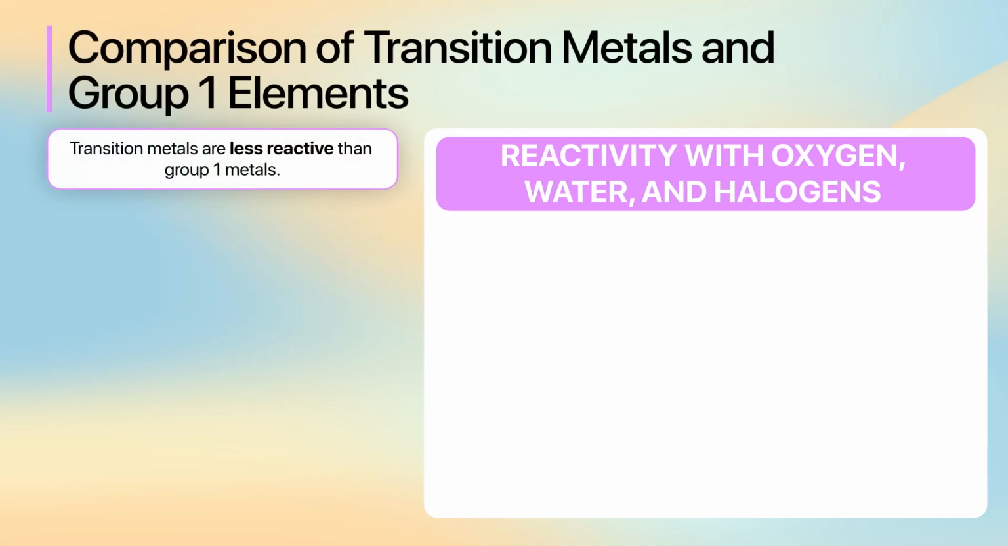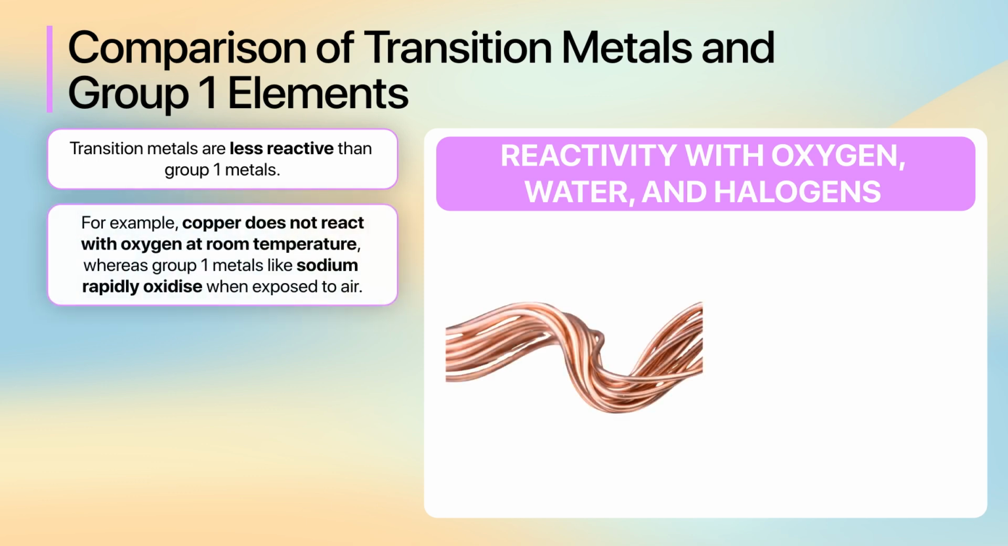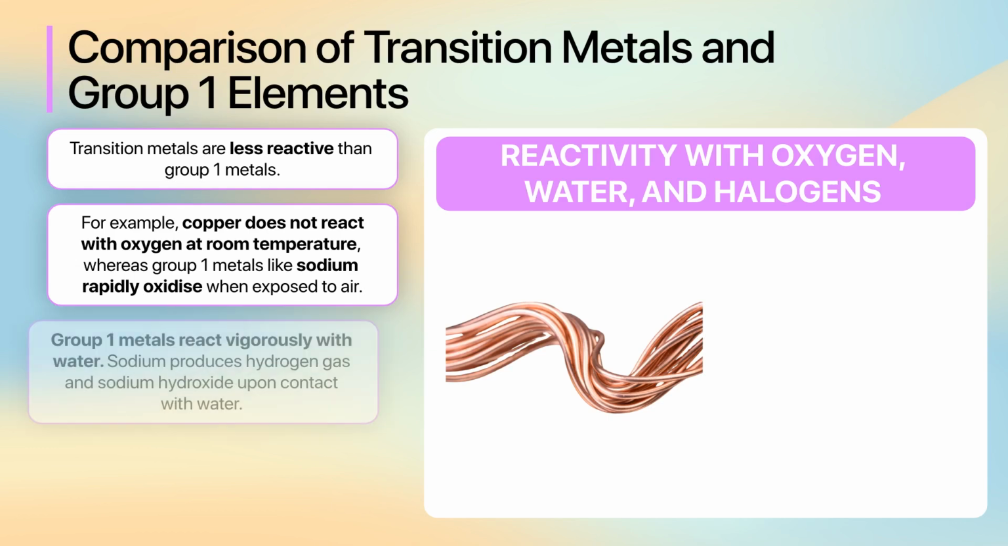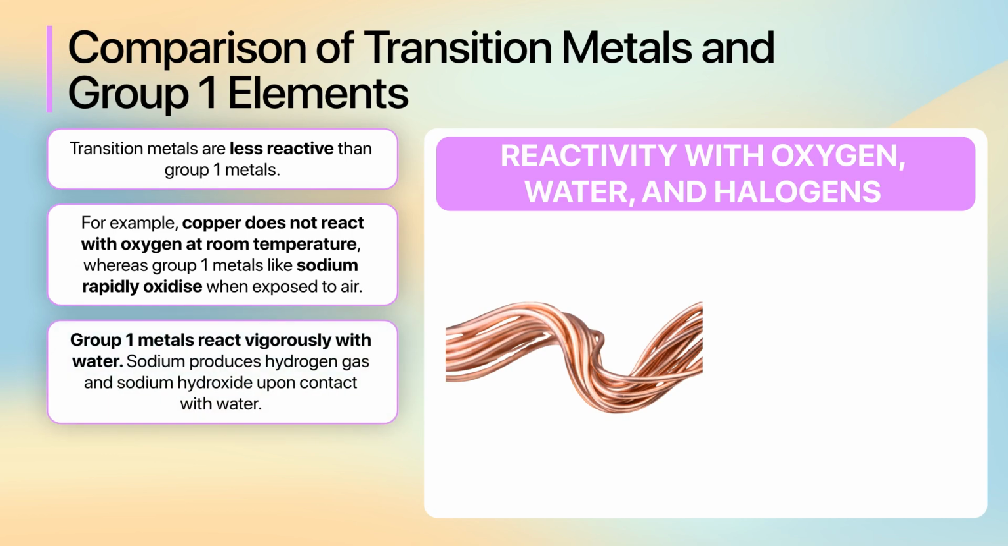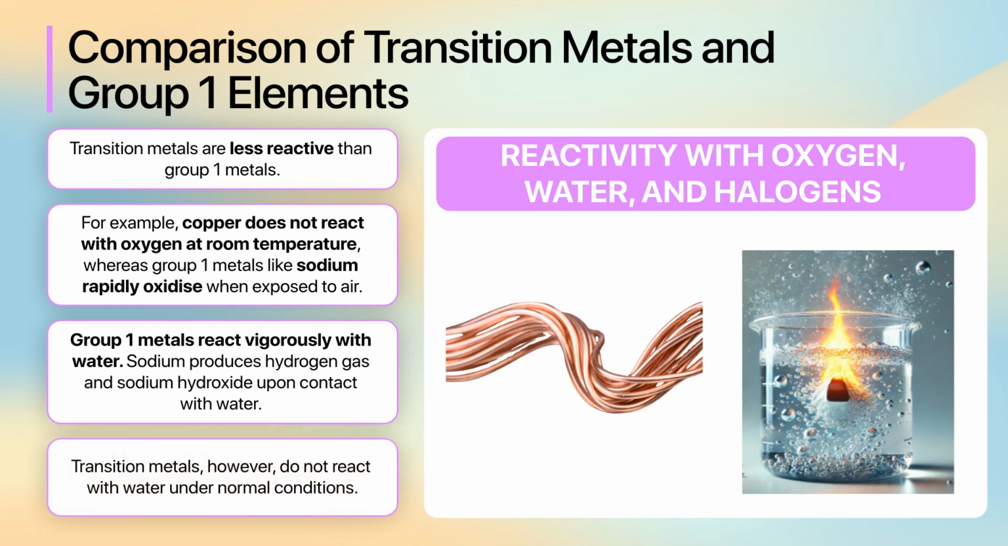Transition metals are less reactive compared to Group 1 metals. For example, copper does not react with oxygen at room temperature, whereas Group 1 metals like sodium rapidly oxidize when exposed to air. Similarly, Group 1 metals react vigorously with water. Sodium produces hydrogen gas and sodium hydroxide upon contact with water. Transition metals, however, do not react with water under normal conditions.